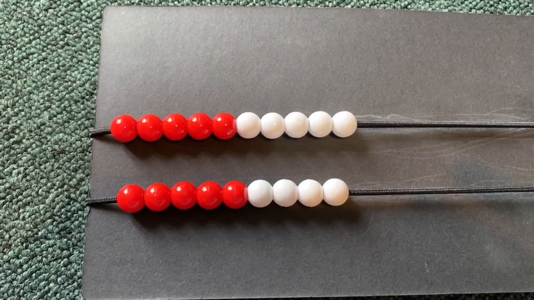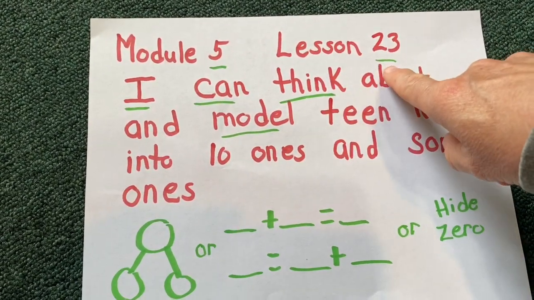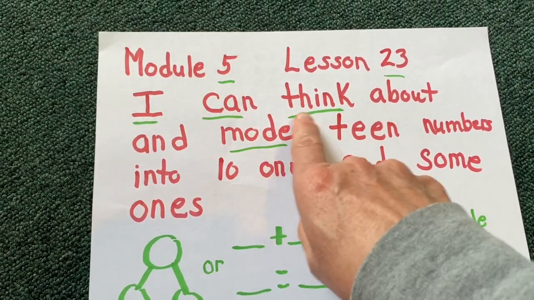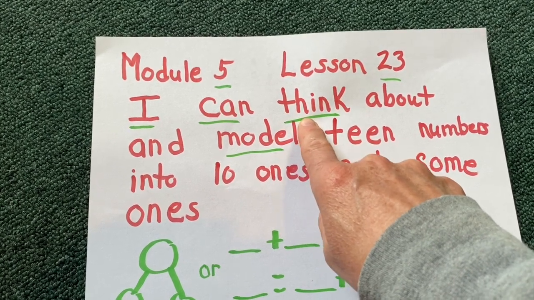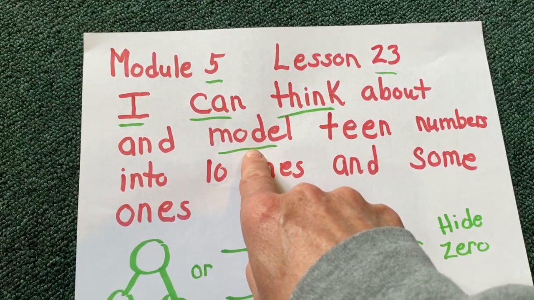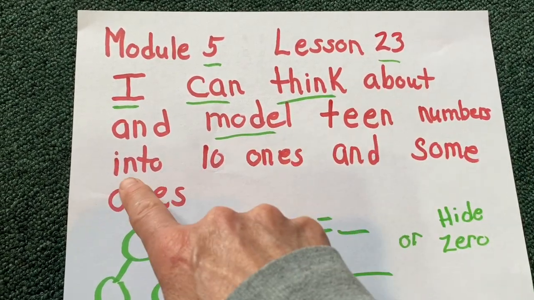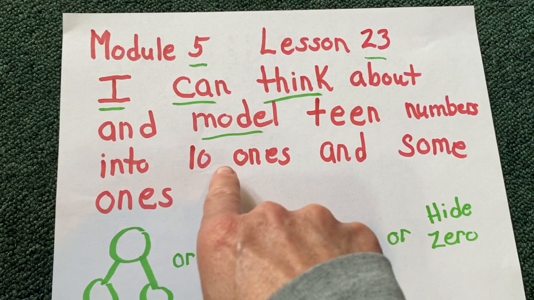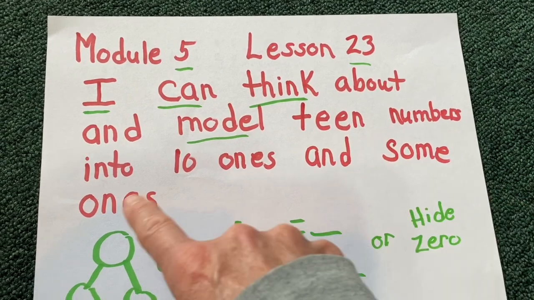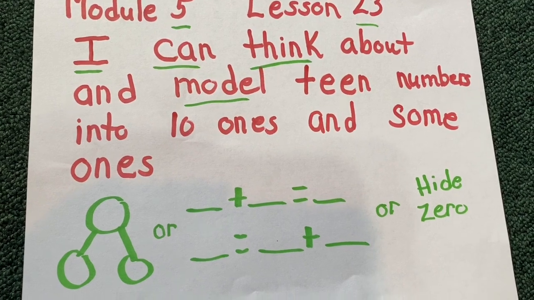We are almost finished Module 5. So we're Module 5, Lesson 23. All right, go ahead, read what you know. Think about and model, show. You know that word now. Teen numbers into what number? 10 ones, some ones. So I can think about and model teen numbers into a group of 10 ones and some ones.